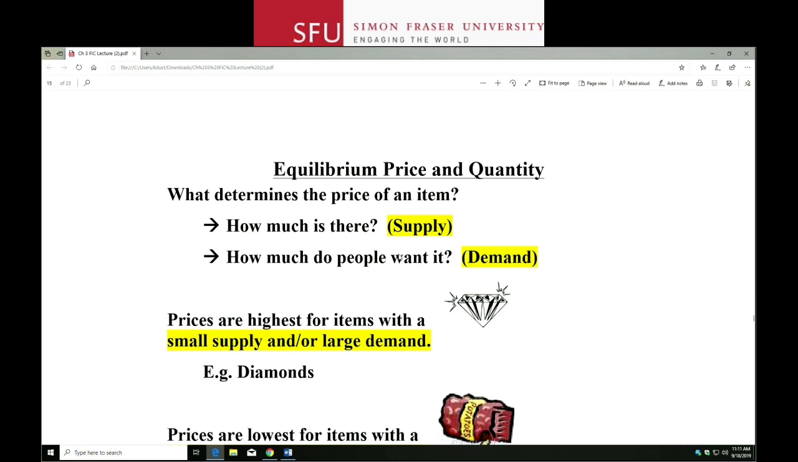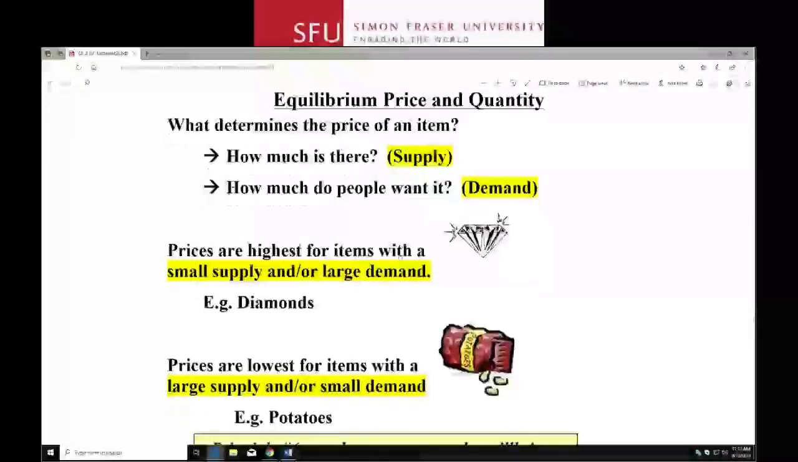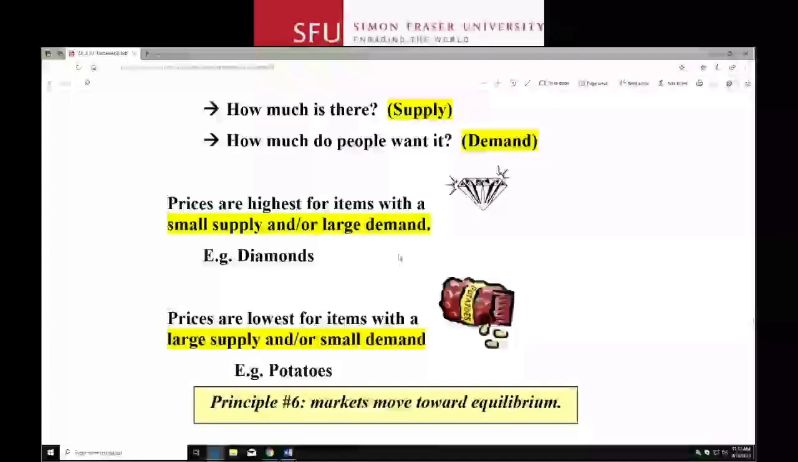And potatoes are also something that's very easy to supply, right? It's not like diamonds where you have to have a lot of expensive equipment in order to get them. Potatoes, pretty much, you just need some dirt and a little water and sunshine, then you can have yourself some potatoes. So large supply and or small demand, that's going to make things cheaper.